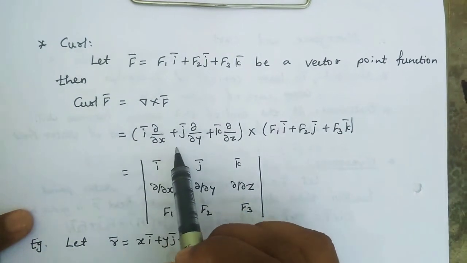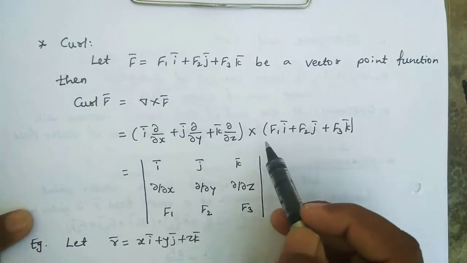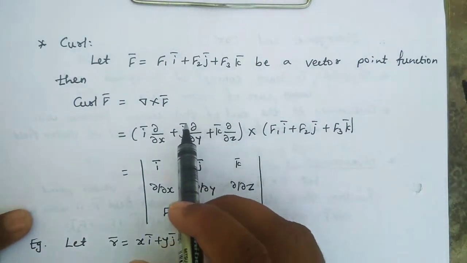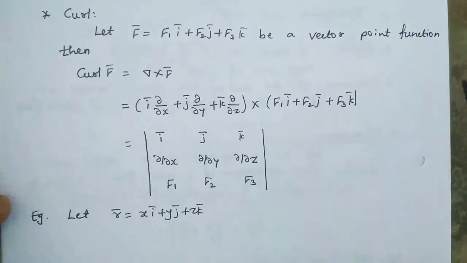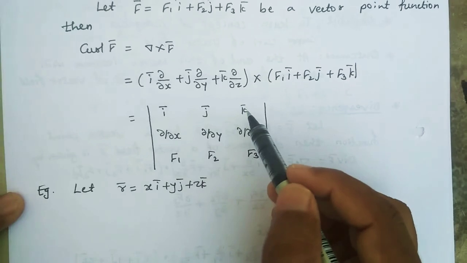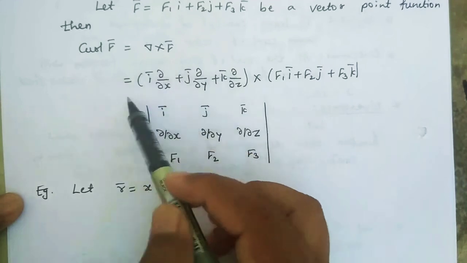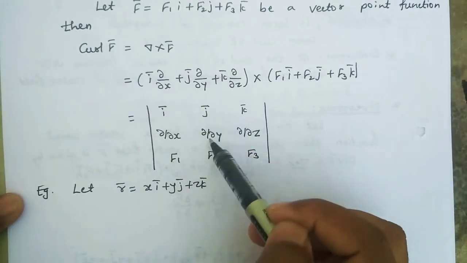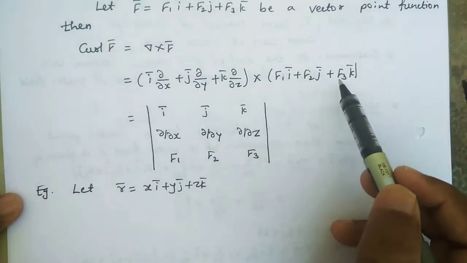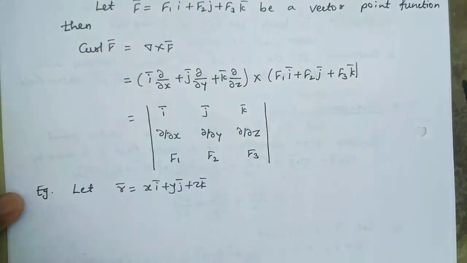The value of del is i bar into del by del x plus j bar into del by del y plus k bar into del by del z, cross product with f bar. Now we know how to calculate the cross product of two vector quantities, by using a determinant. In the determinant, the first row is fixed, that is i bar, j bar, k bar. The second row is the coefficients of i, j, k from the first vector, that is del by del x, del by del y, and del by del z. And the third row is the coefficients of i bar, j bar, k bar from the second vector, so it is f1, f2, f3.